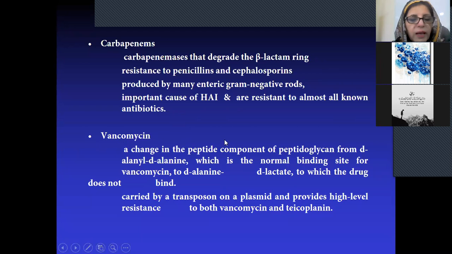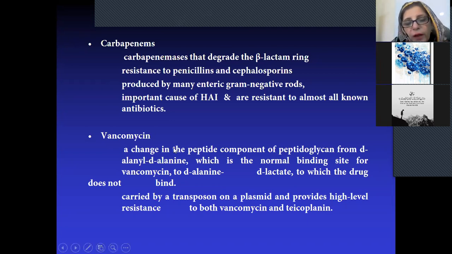Lastly, we discuss vancomycin. There is a whole list of drugs which are given in your book, and you need to go through the mechanism of each and every one of them and how resistance has developed in the bacteria. I'm just giving you a few examples.